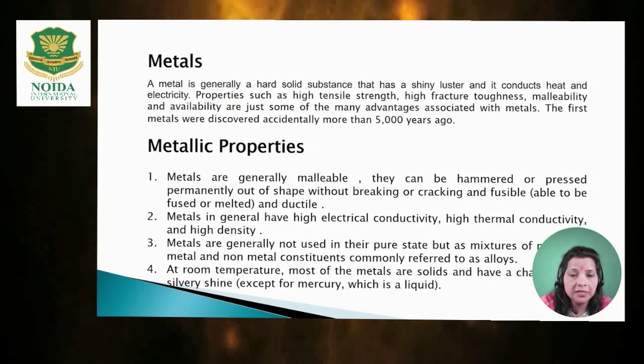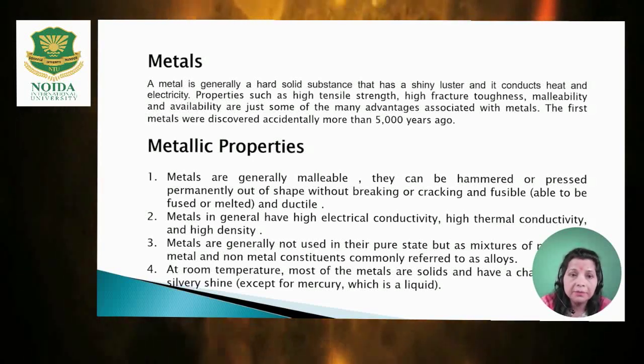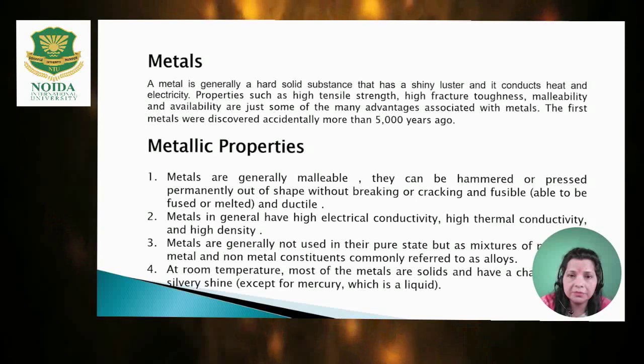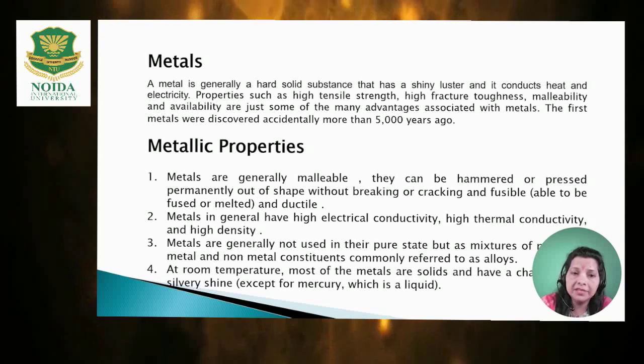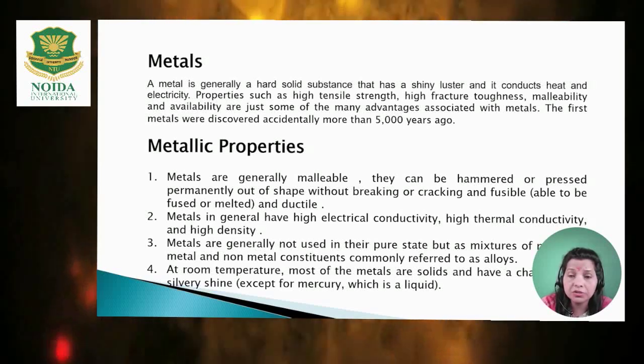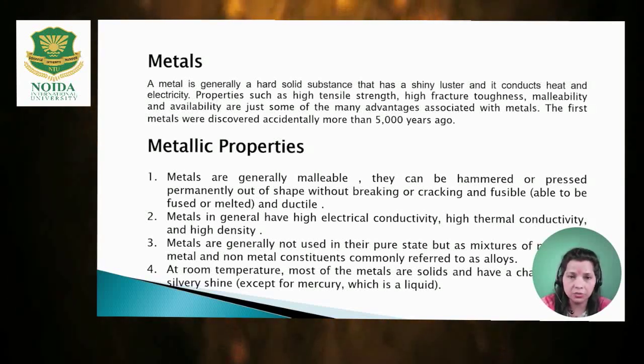Now, whenever I want to give you the definition of a metal, what is a metal? Metal is generally a hard solid substance that has a shiny luster and conducts heat and electricity. Properties such as high tensile strength, high fracture toughness, malleability and ductility are just some of the many advantages associated with metals. As we have lots of uses of metals in our day-to-day life, the first metals were discovered accidentally more than 5,000 years ago.